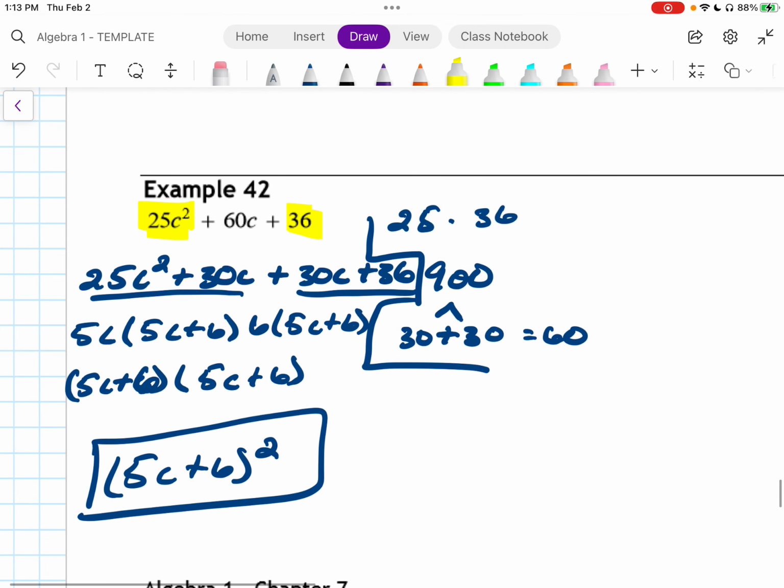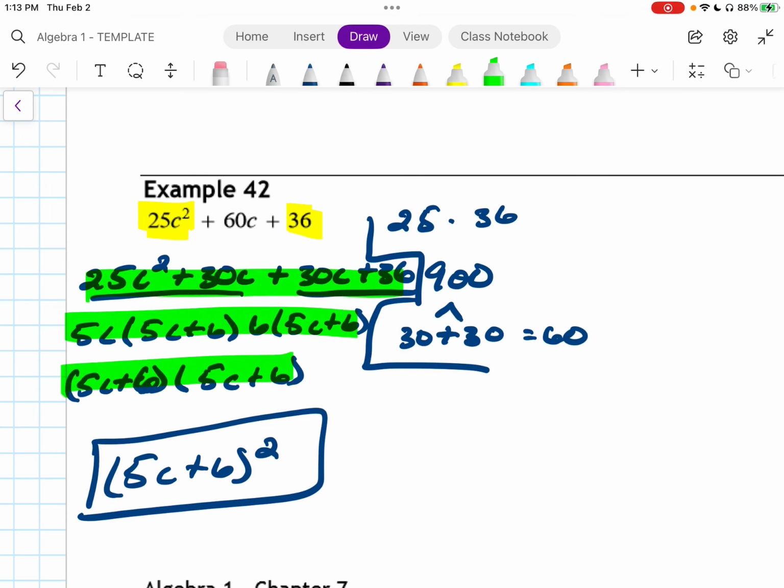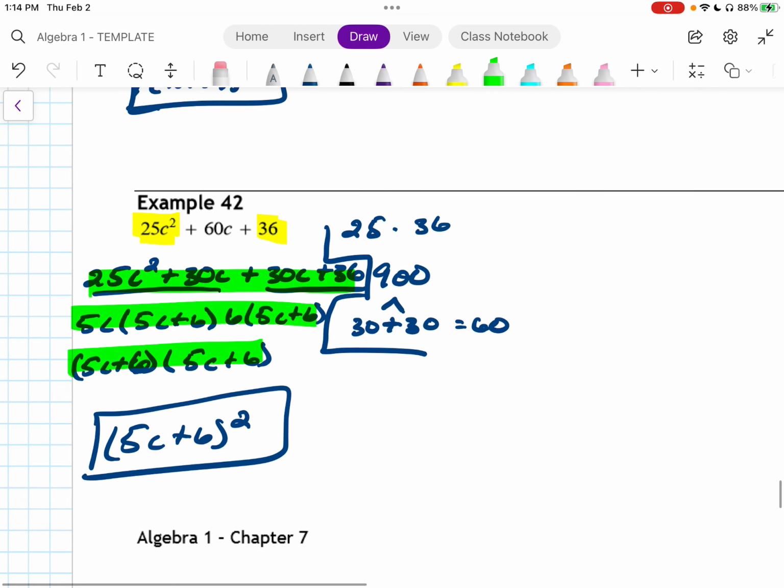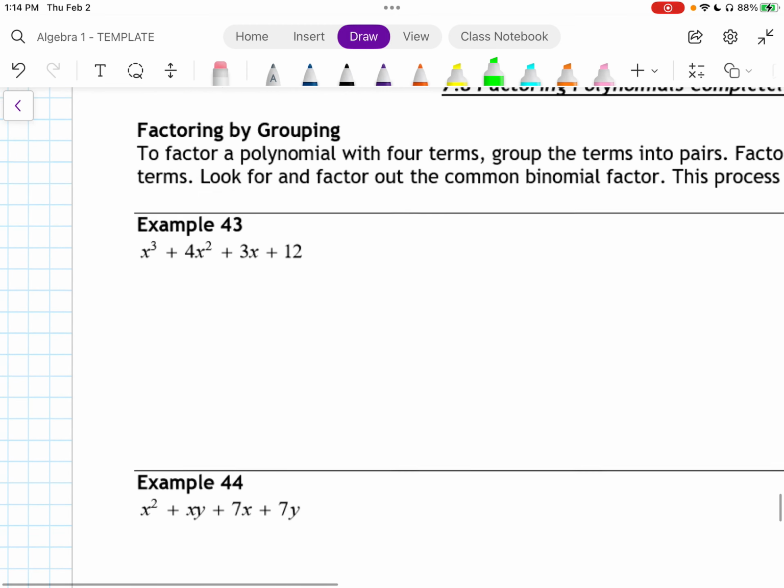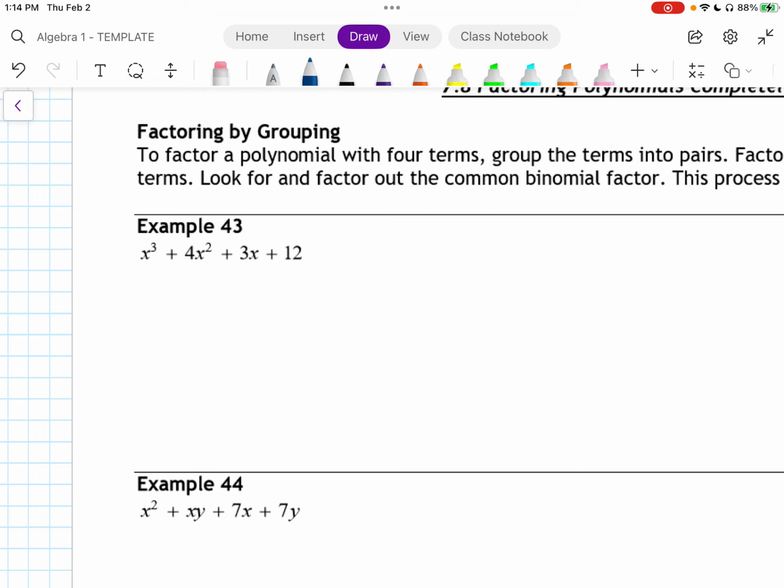like what we did in 42 in these two steps, that is factoring by grouping, or I guess you could say all three of those steps. That's factoring by grouping, so we should already be experts at that. So let's look and see what happens here. We have a polynomial with 4 terms. Whenever it has 4 terms, you want to check factoring by grouping.